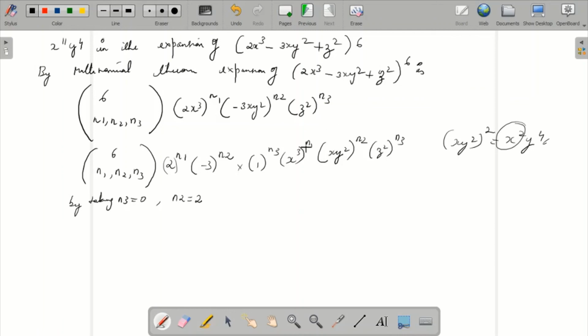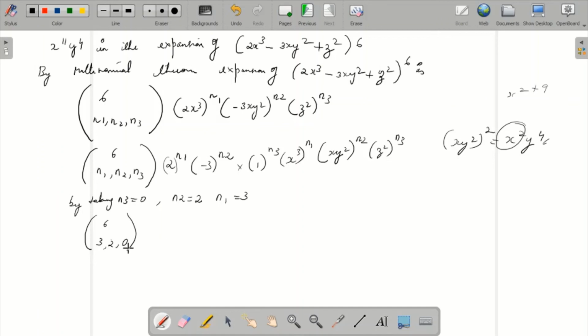Remaining, what should the value be here? You have x square, and plus 9 will give you 11. So 9 should come in total for this x. So what should be the value of n1? n1 should be 3. So this equation will turn into nothing but 6 over, n1 is 3, n2 is 2 and n3 is 0.